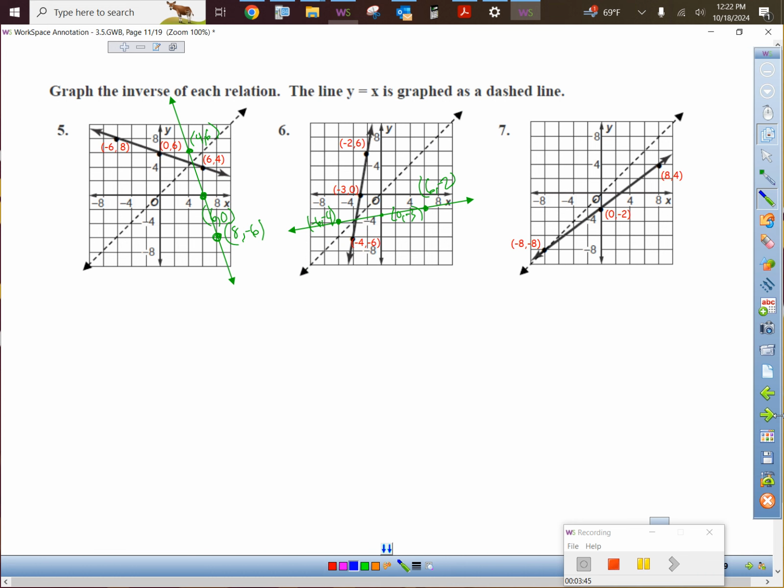Here are the ordered pairs that were listed when I do the old switcheroo on them. The interesting one was this guy right here, -8, -8, which is actually on the line y equals x. So when you switch them around, you still get -8, -8 in that case. So these are inverses of each other. They reflect to each other over the line y equals x.